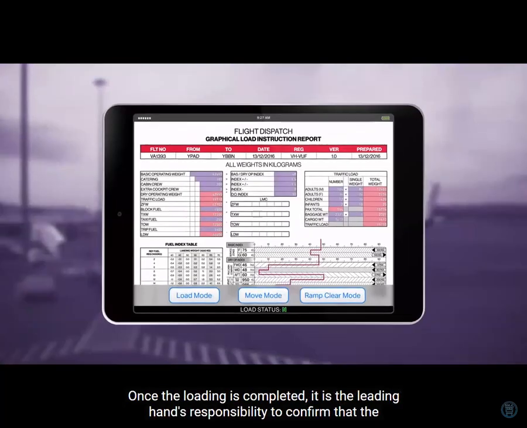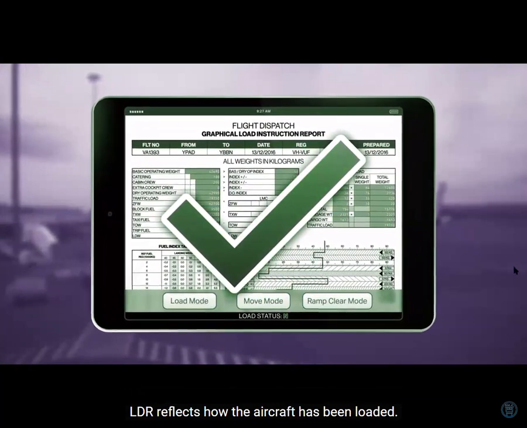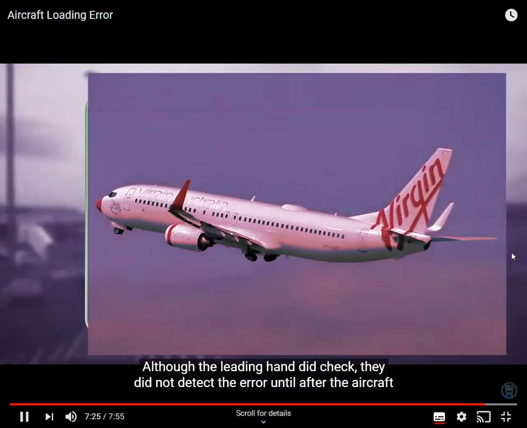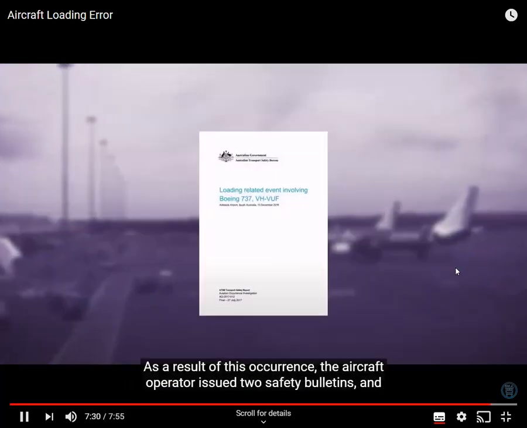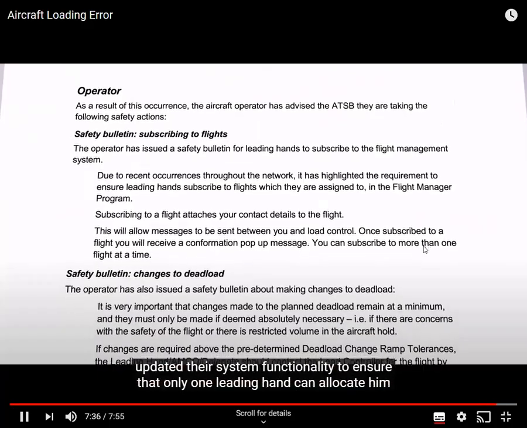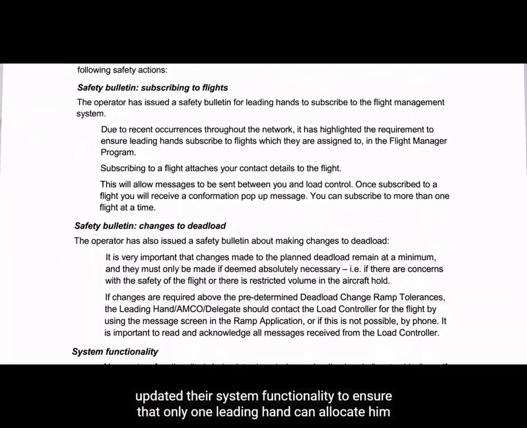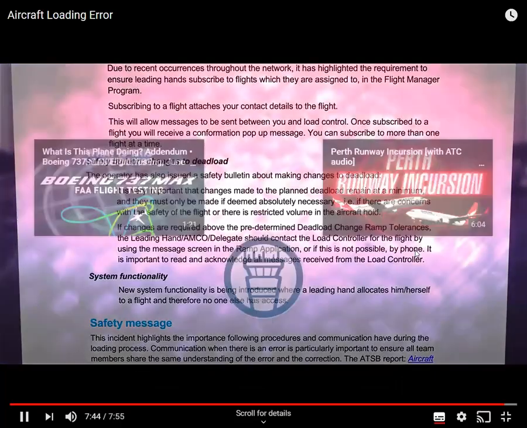Once the loading is completed, it is the leading hand's responsibility to confirm that the LDR reflects how the aircraft has been loaded. Although the leading hand did check, they did not detect the error until after the aircraft had departed. As a result of this occurrence, the aircraft operator issued 2 safety bulletins and updated their system functionality to ensure that only one leading hand can allocate him or herself to an aircraft at a time.